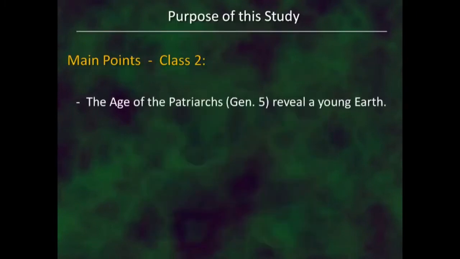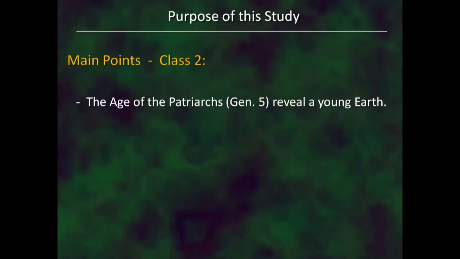As I mentioned last week, I like to show the main points of the class and then show all the details. At the end, we'll look at what those points are again. One of the main points of this class is going to be in Genesis 5. If you recall, it shows the age of the patriarchs. There's about 22 guys, starting from Adam and going all the way to Jacob, and it reveals their age and when they died and when they had sons and all that. That's where the young earth comes from.